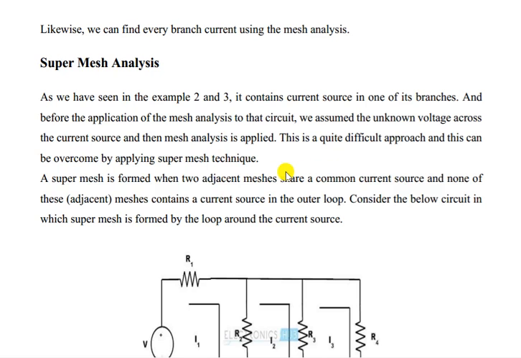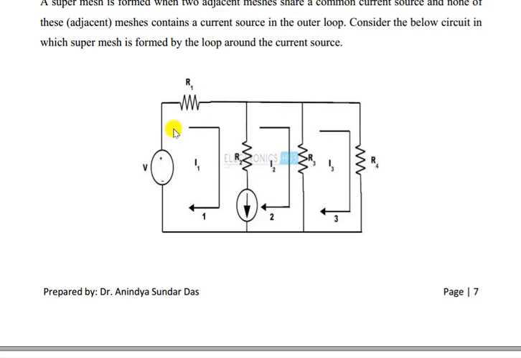Now there is another type of problem, just like the supernode. Suppose we have a circuit in which we have three meshes, okay, and there is a current source that is common to two meshes, then what happens? If you want to write the KVL, you can write voltage rise or voltage drop across a resistance, but across the current source, what is the voltage drop? That we cannot write directly.